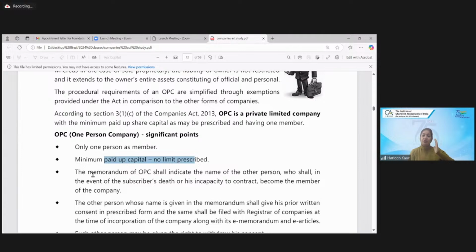Tomorrow, if Mr. A is running the OPC and he dies, then Mr. B, who has been named in the memorandum, will be taking over the OPC, because it is only one member now. In the case of other companies, you have so many members, so the other shareholders are still existing and the company is still existing. But in an OPC, who will take over? Mr. B, whose name has been given in the memorandum, will take over the business of Mr. A. So the nominee is the person who will take over the business in case of the death of the owner of the OPC.